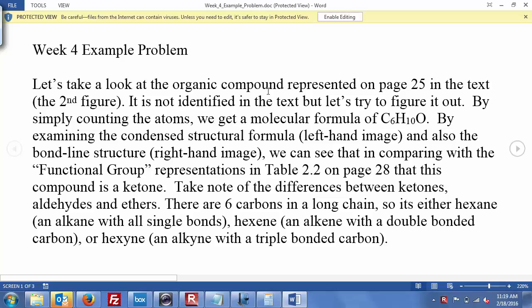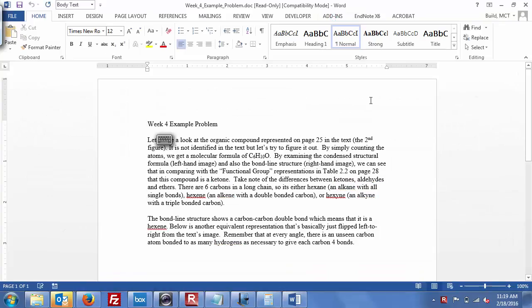Okay, organic compound represented on page 25 in the text, second figure. It is not identified in the text, but let's try to figure it out. By simply counting the atoms, we get a molecular formula of C6H10O. By examining the condensed structural and also the bond line structure, we can see that in comparing the functional group on page 20, it's a ketone. Take note of the difference between ketones, aldehydes, and ethers.